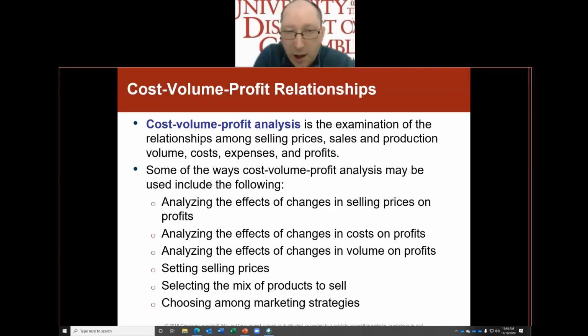Some ways cost, volume, profit analysis may be used include analyzing the effect of a change in selling price, analyzing the change in cost on profits, looking at the change in the volume on profits, setting selling prices, selecting the mix of products to sell, and choosing among marketing strategies.